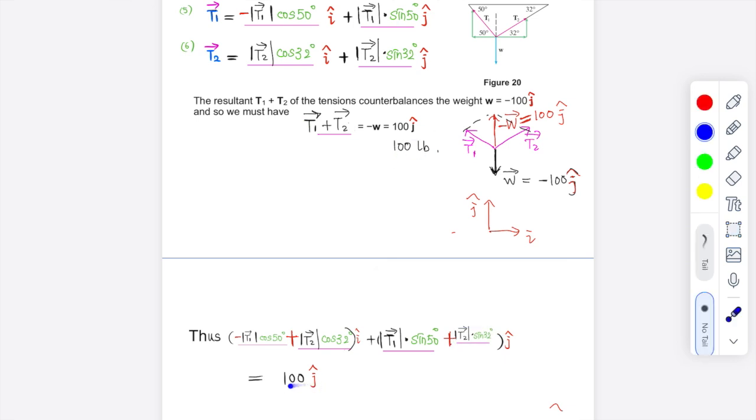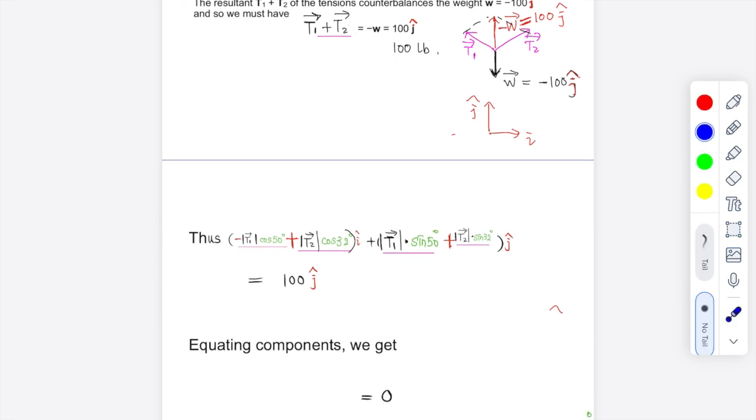Now, that should be equal to 100J, right? So what does it mean? So this is J and this is J, right? So the result here has no I. So what do you know about this? It has to be 0. Yes, it has to be 0. So this has to be 0.